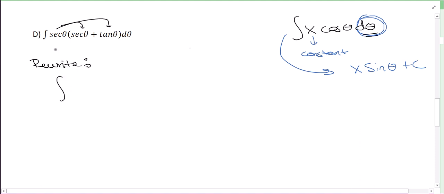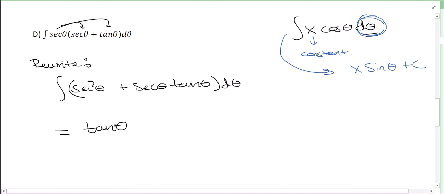So this will be the integral of secant times secant, which is secant squared theta, plus secant times tangent, which is secant theta tangent theta, d theta. And do we recognize those antiderivatives? Yes. The antiderivative of secant squared is tangent. Check it, right? What's the derivative of tangent? The derivative of tangent is secant squared.